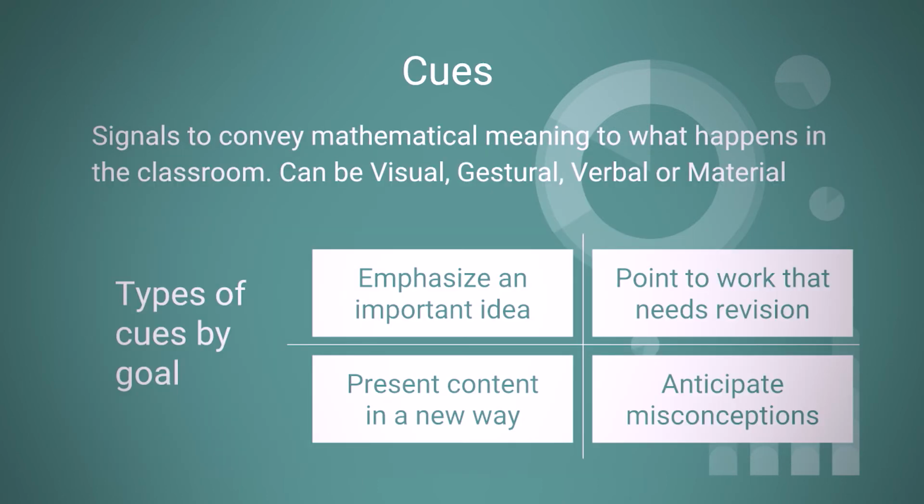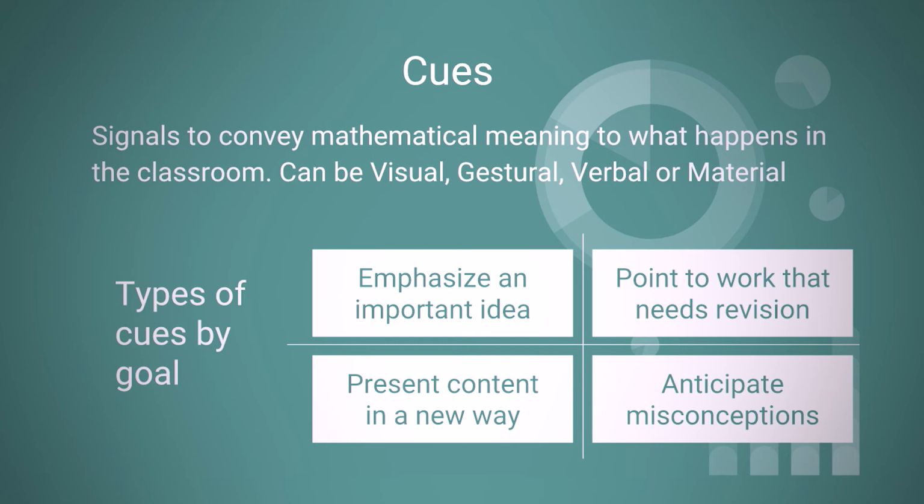Cues are signals to convey mathematical meaning to what happens in the classroom, right? The classroom has many components, mathematical and non-mathematical. Here, cues are tips, signals that can help my students know in what sense things are being mathematical. What's the mathematical meaning of things? How can I make that visible? They can be visual, gestural, verbal, or material, in the sense that you're using manipulatives, or just using some body language, things like that.